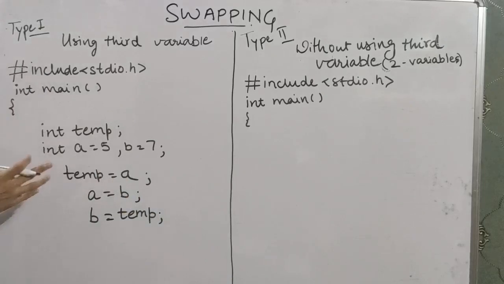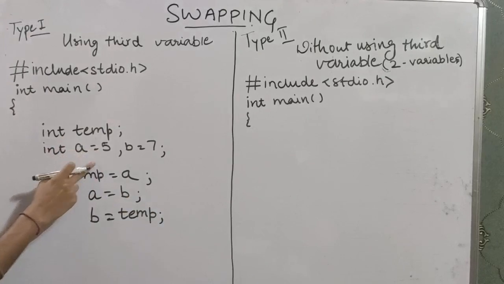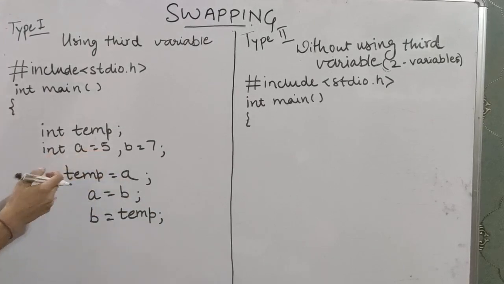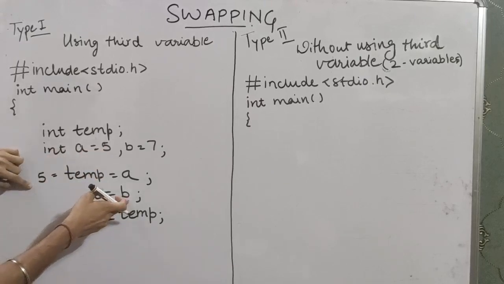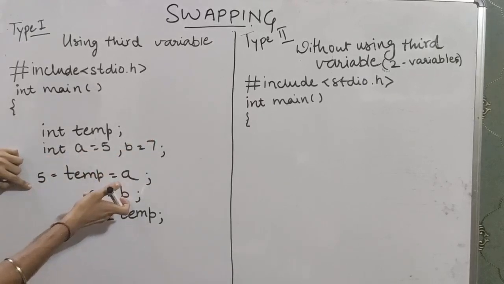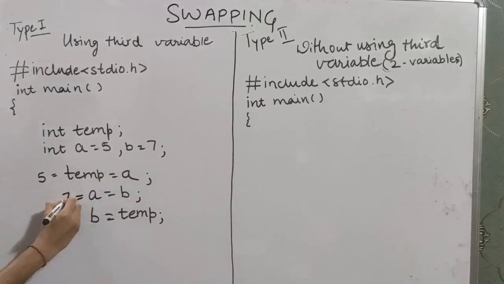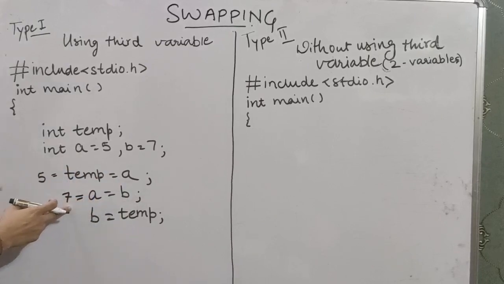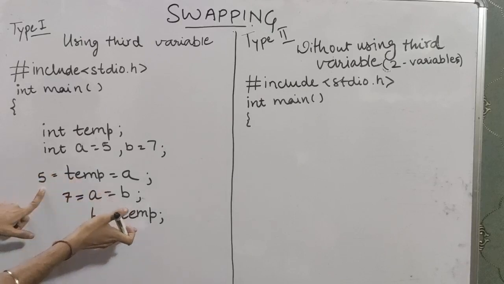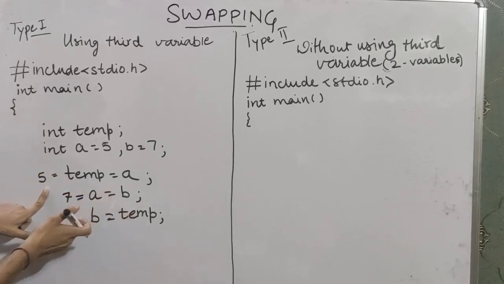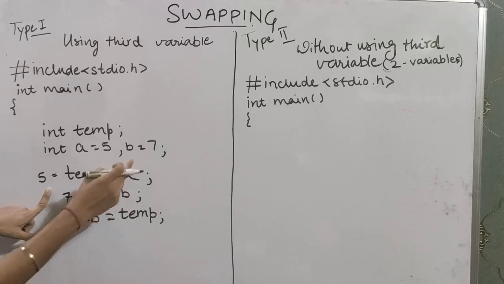So in this scenario what is happening? You can move A to temp. If A is 5, then temp at this moment will get the value of 5. Then what is the value of B? B is 7. So we are moving the value of B to A. Now the modified value of A becomes 7 and temp is holding the value 5. Now temp is holding 5, so we can transfer this temp value to B. So 5 is being transferred to B and 7 is replaced from B.